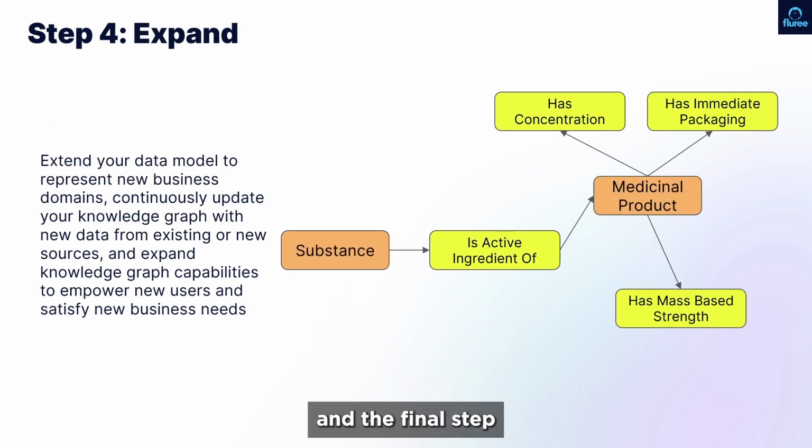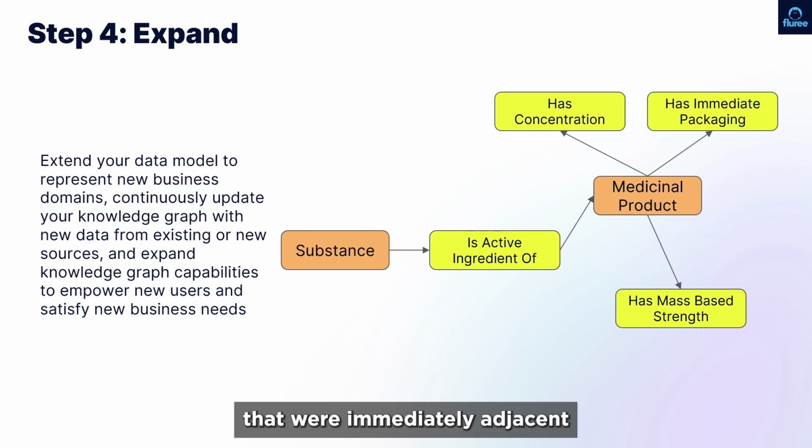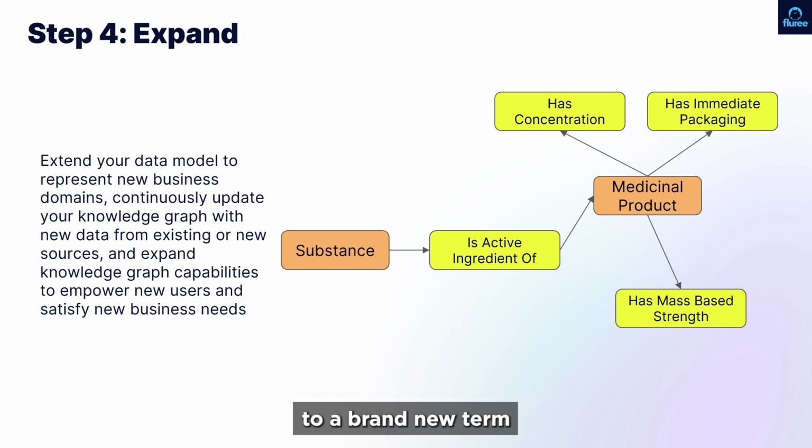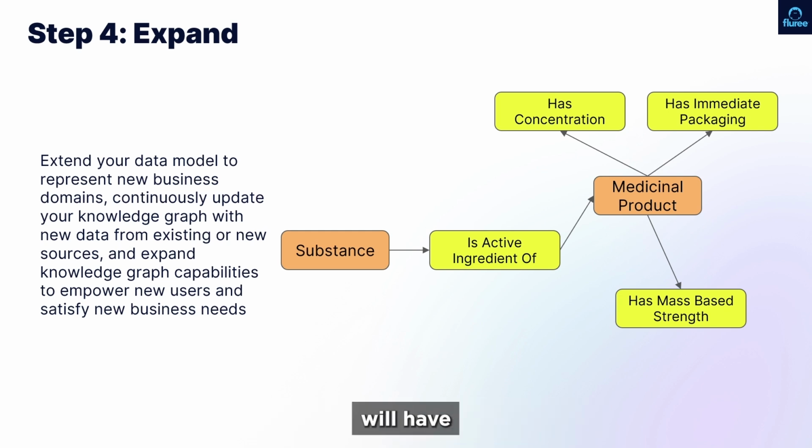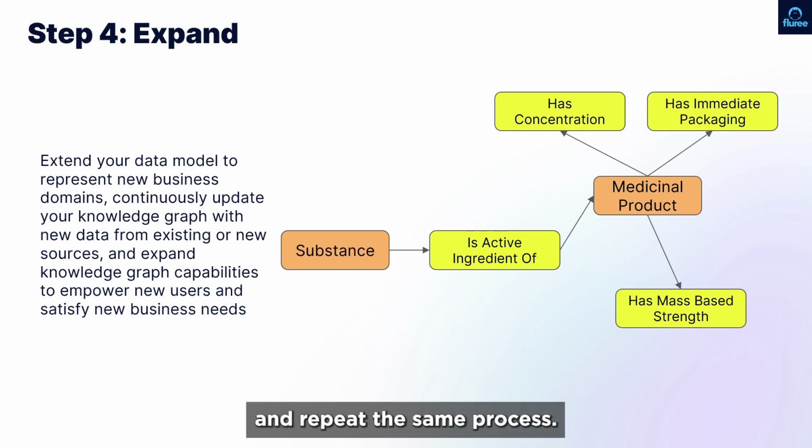The fourth and the final step is then to expand, right? So we originally started with just substances and the things that were immediately adjacent to defining and describing a substance. And now we can expand this to a brand new term and a brand new domain. And now we're going to start talking about medicinal products. And then medicinal products itself will have its own properties and its own set of classes that it's interconnected to. But then we can rinse and repeat the same process.